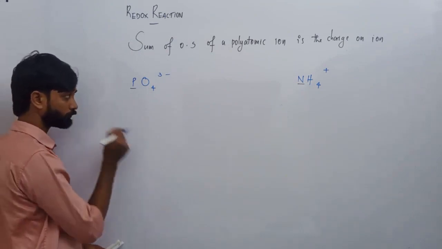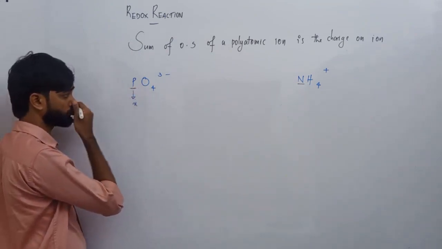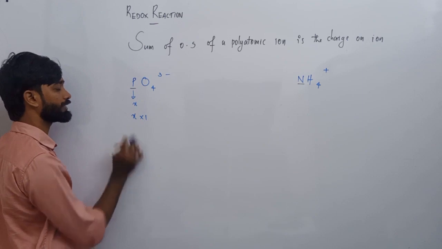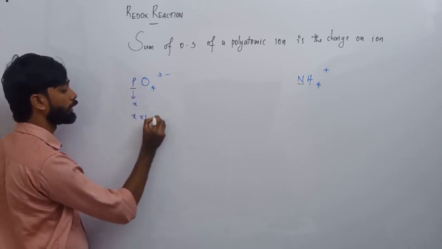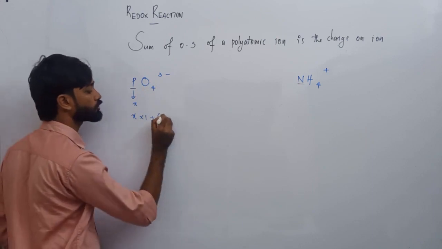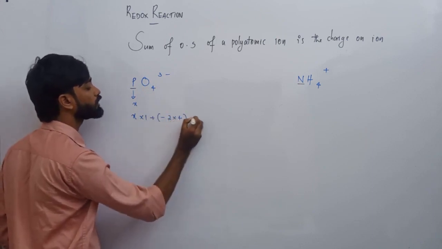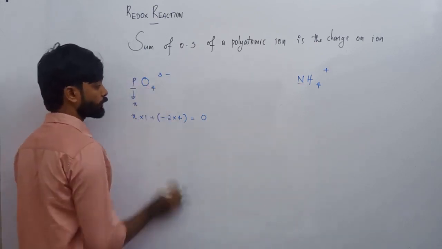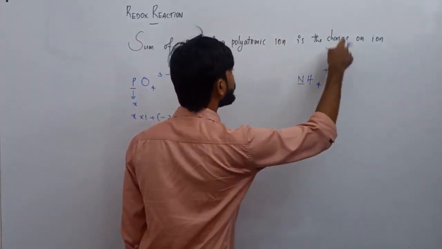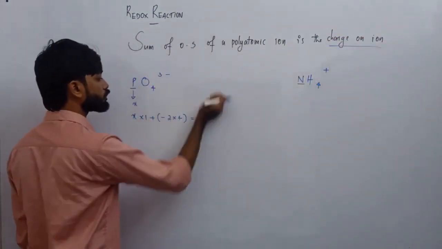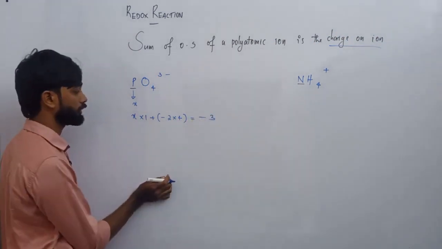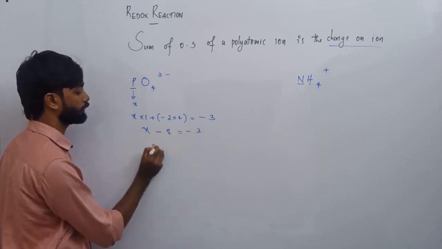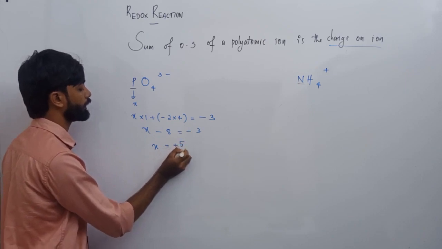How can we find this? Simply put it as X. X is the oxidation state of phosphorus, times the number of phosphorus, which is 1, plus the oxidation state of oxygen, which is -2, times 4. This is not equal to 0, because this is not a neutral molecule, it is a polyatomic ion. Then the sum of oxidation states will be the charge on the ion, which is -3. So X - 8 = -3, so X is equal to +5.